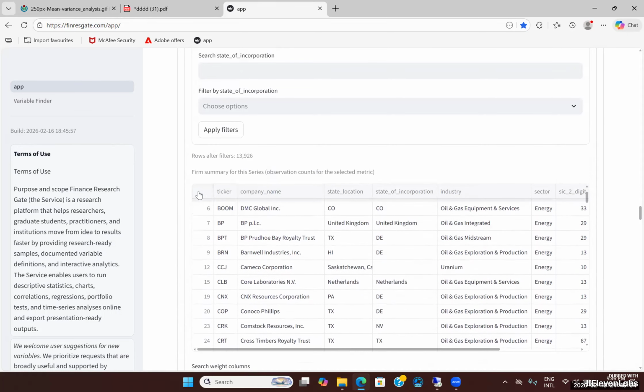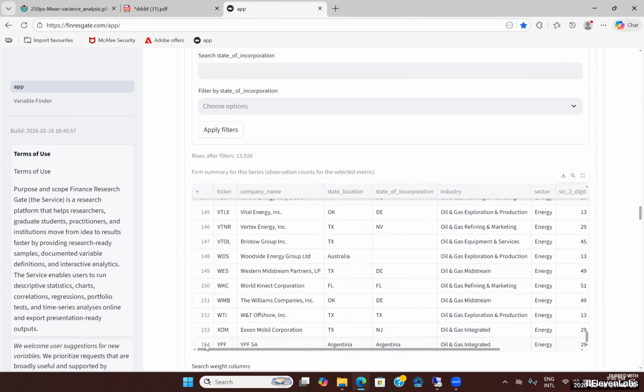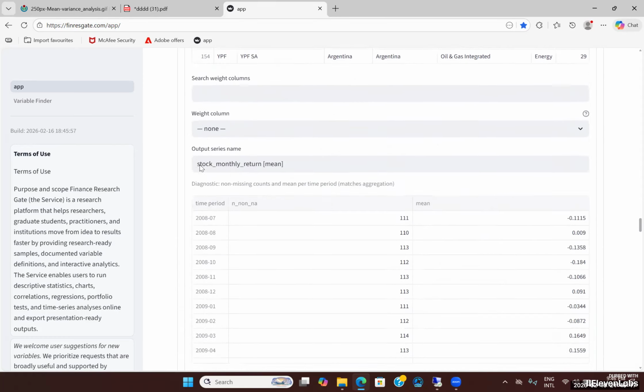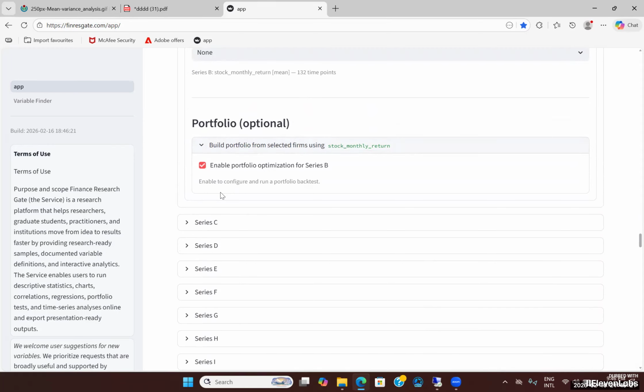Here, you can see the complete list of all the firms. You have the option to sort them in any way you find most useful. Overall, we've identified approximately 154 distinct firms that were active within this sector throughout the entire period from the year 2000 up to and including 2010. Let's start the portfolio optimization.